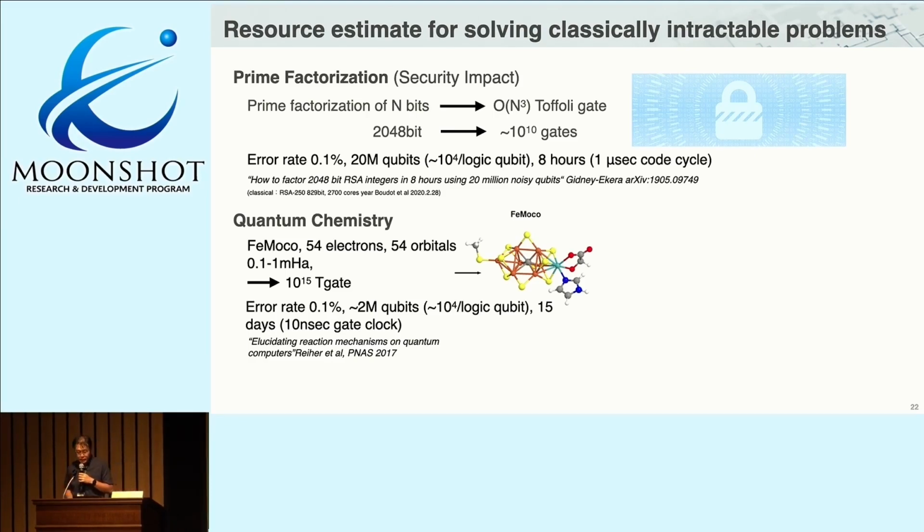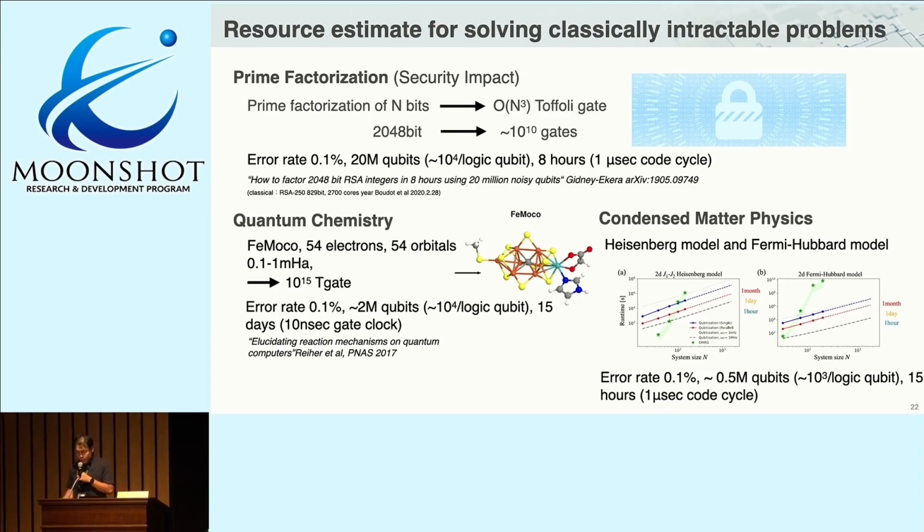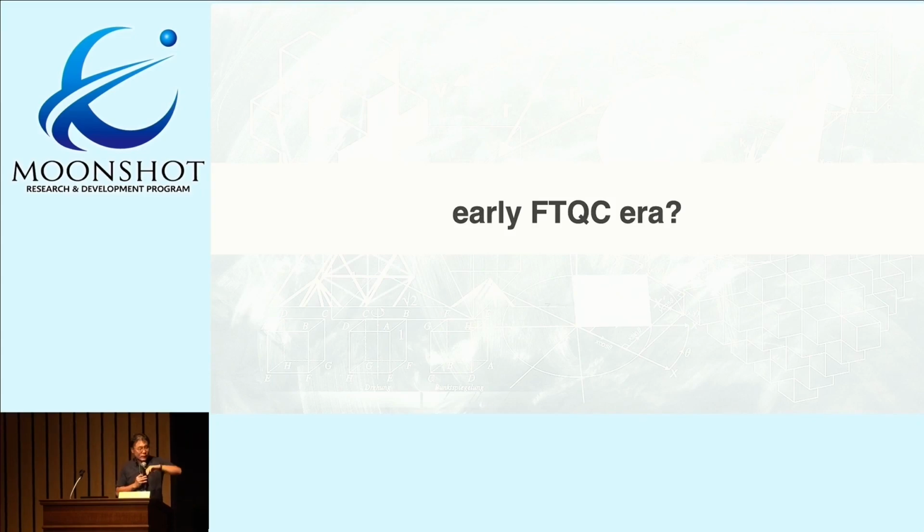And very recently, the group of the Moonshot program professors reported that a much smaller number of qubits is enough to demonstrate some advantage in the field of condensed matter physics, such as the Heisenberg model or Fermi-Hubbard model. There, the number of qubits required is smaller than 1 million qubits, about half a million qubits, and 15 hours to get the outcome. Some sophisticated compilation and quantum algorithms like block encoding and phase estimation are employed. So finally, I would like to share one more thing about the early FTQC.